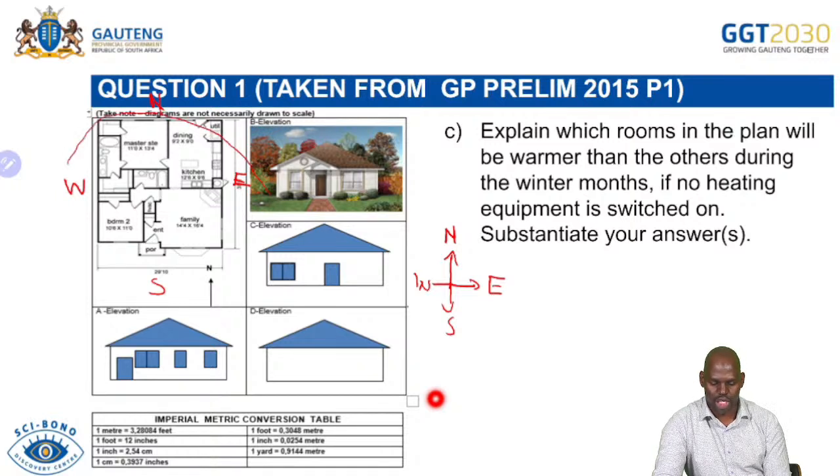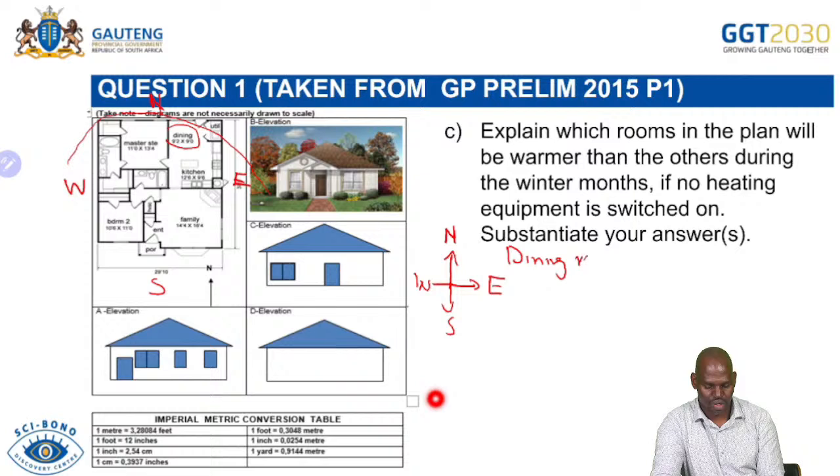So they say, explain which rooms in the plan will be warmer than the others during the winter months if no heating equipment is switched on. The rooms that are going to receive more sun during winter are the dining room, where you've got the windows, plus the master bedroom.